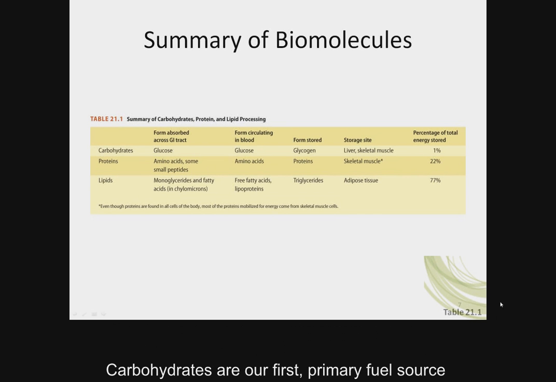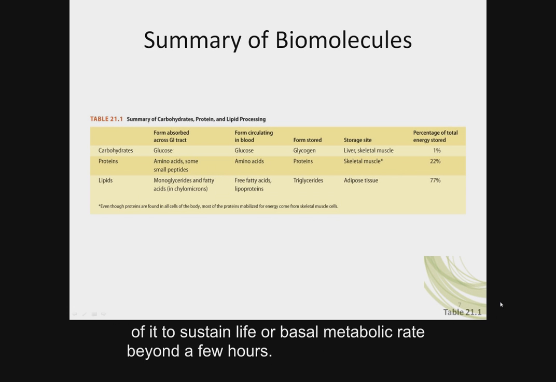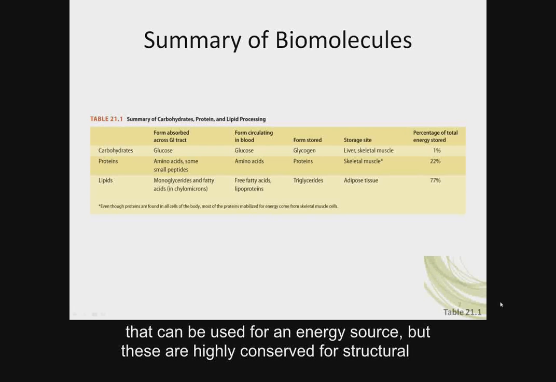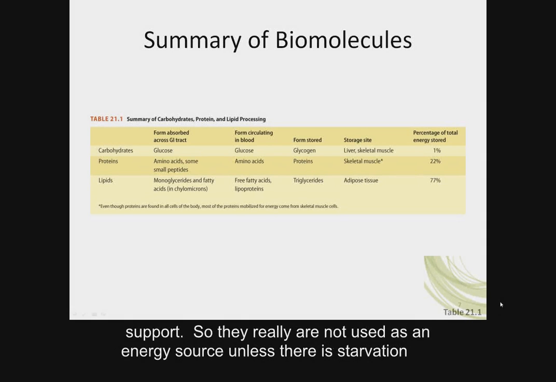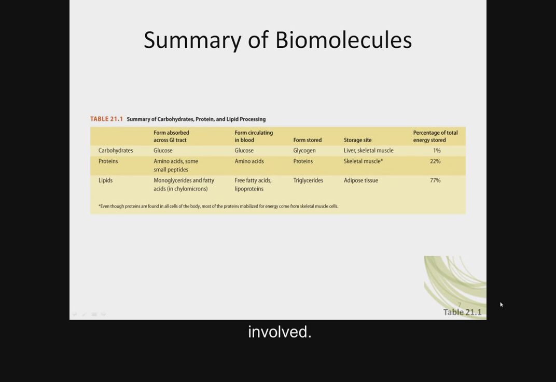Carbohydrates are our first primary fuel source that we want to use, but we don't have a lot of it to sustain life or basal metabolic rate beyond a few hours. We do have proteins that can be used for an energy source, but these are highly conserved for structural support. So they really are not used as an energy source unless there is starvation involved.